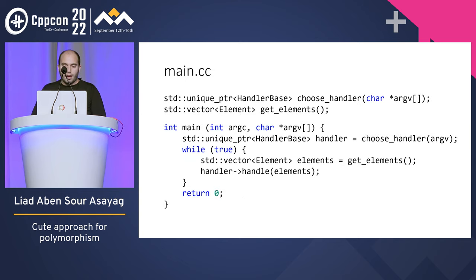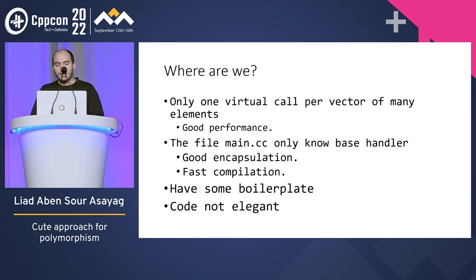So now my main would be back to returning a unique pointer of handler base like I wanted in the first place, and I'm getting a vector of elements and I can handle all the elements in one virtual call. Now I'm somewhat happy because I have only one virtual call per vector of many elements, so I will have good performance, and my main file only knows handler base, so I'll have good encapsulation and fast compilation.